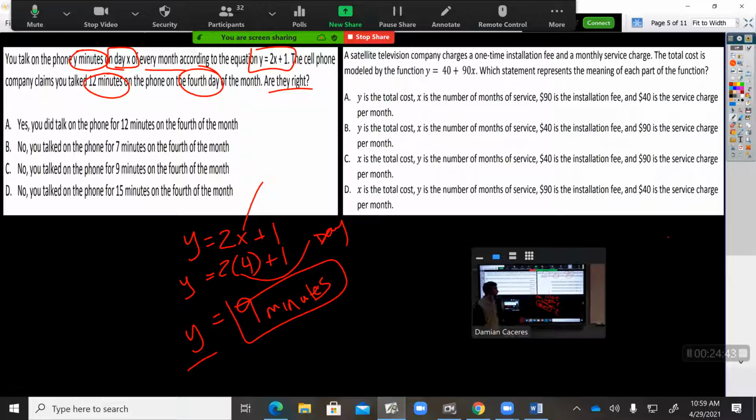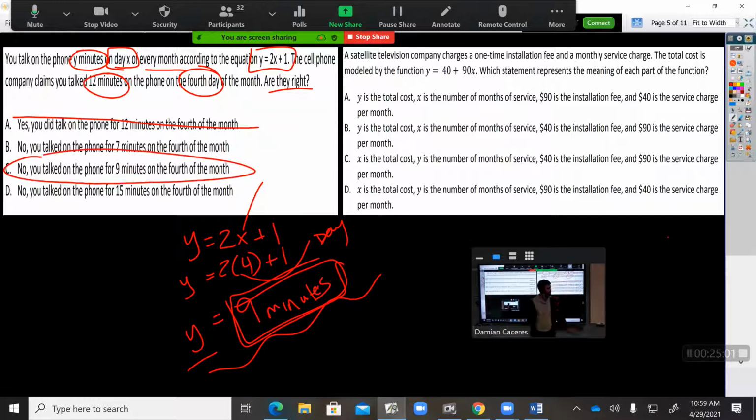Now, how wrong are they? You have to pick the answer that says the correct information, the information that we got when we solved the 4th day. So you know the answer is no, so we could eliminate A. Now, which one has the correct amount of minutes? C. 9 minutes on the 4th day.